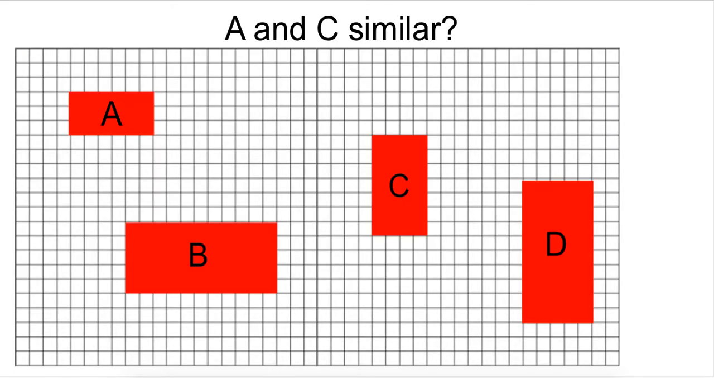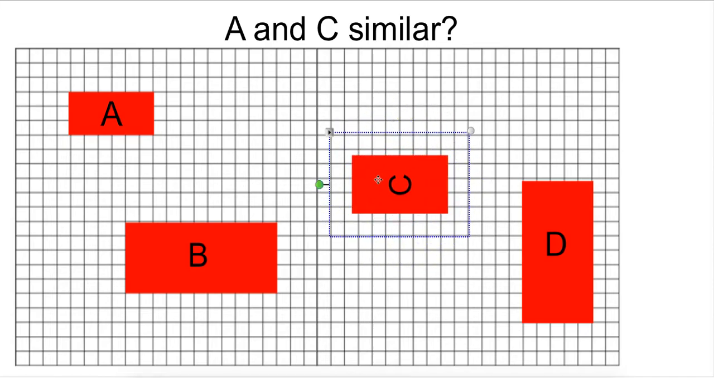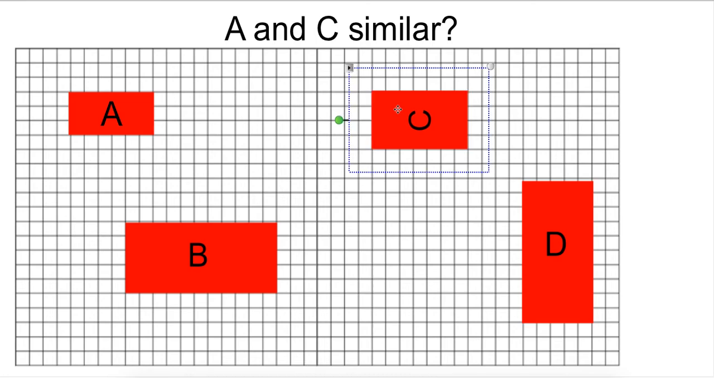Now next, I want to check if A and C are similar. Now before I do that, you'll notice that C is a little bit longer than A is, and it's a little bit shorter than A is as well. So what I'm going to do to make this easier on myself is I'm going to rotate this, because I feel like if I rotated it, there's a chance they could be similar. So I'll rotate this, I'll match this up with another block so it's easier to count.